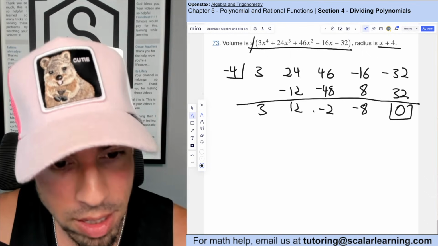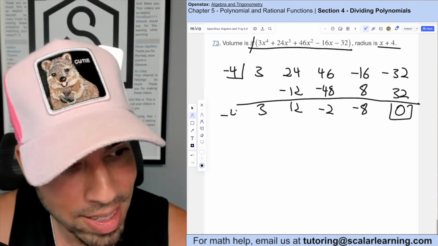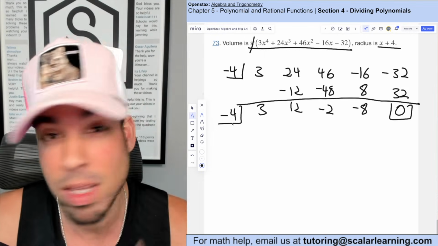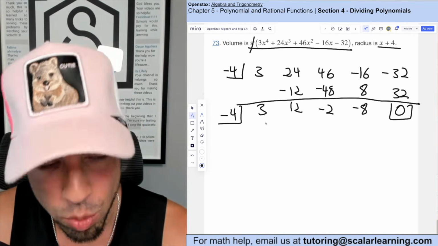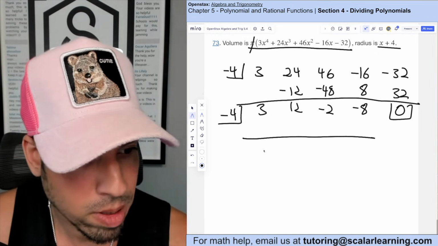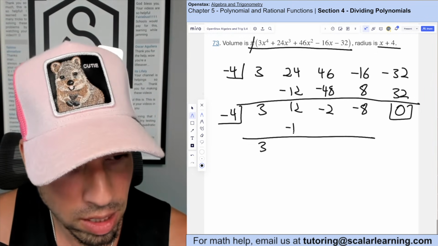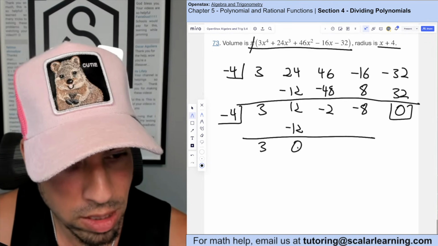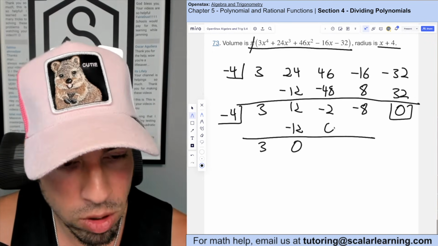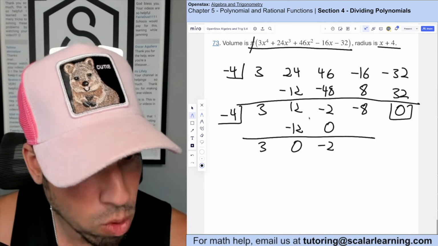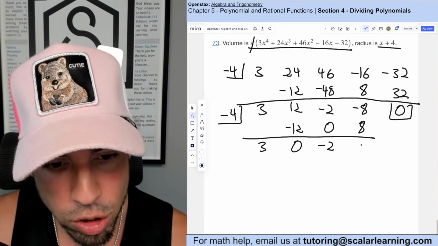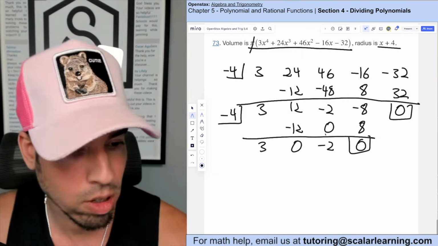And then we run this through one more time, again with negative 4, because we're dividing by that polynomial twice, right? Or that binomial, I should say. It is a polynomial as well. But we drop the 3. 3 times negative 4 is negative 12. These two add together, we get 0. 0 times negative 4 is 0, plus negative 2 is negative 2. Negative 2 times negative 4 is positive 8. Those two add together, and again, a nice remainder of 0.